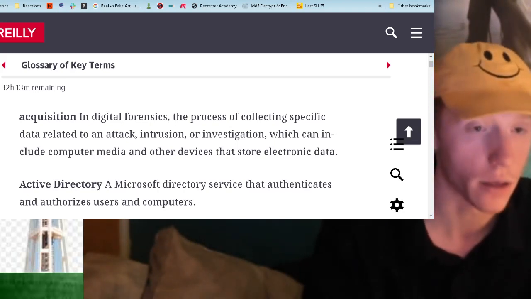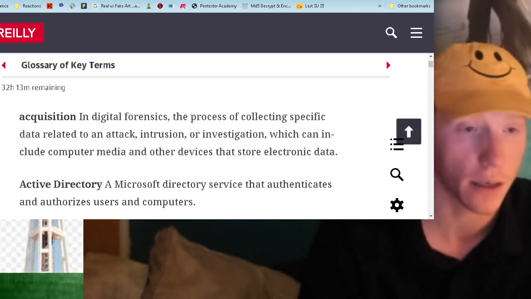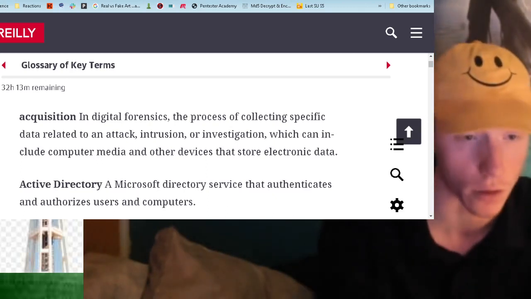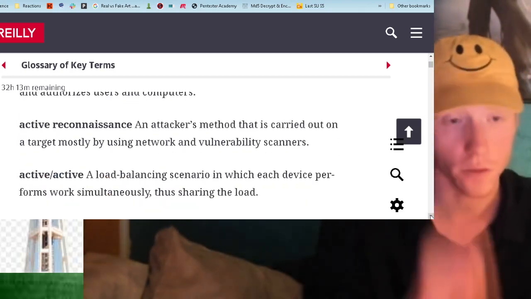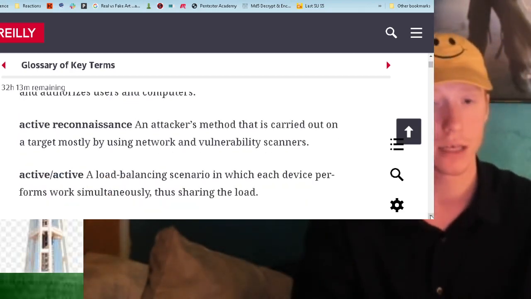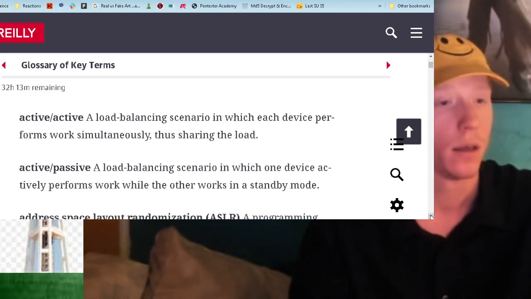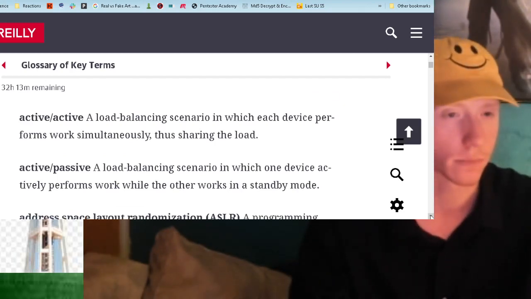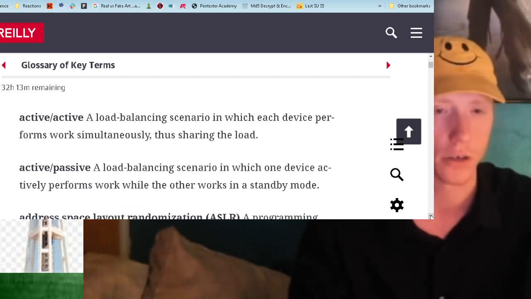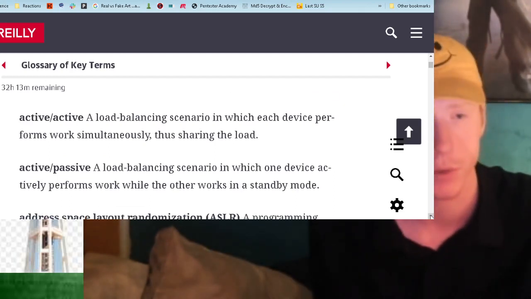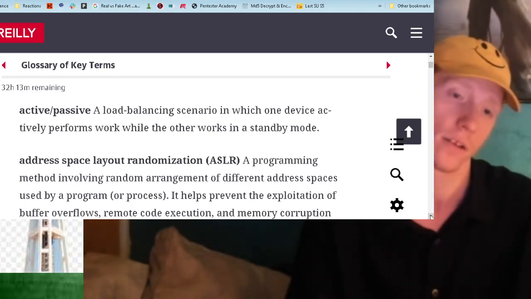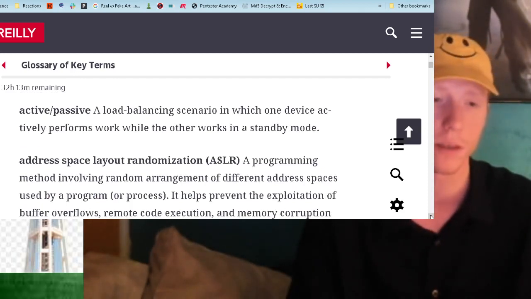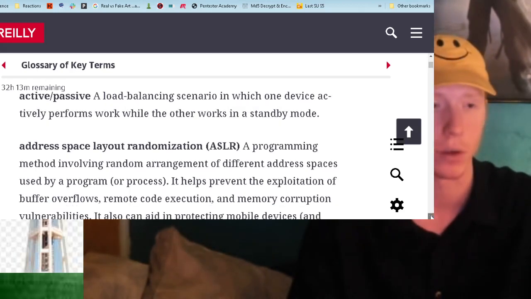The Active Directory is a Microsoft directory service that authenticates and authorizes users and computers. Active reconnaissance is an attacker's method that is carried out on a target mostly by using network and vulnerability scanners. Active/active: a load balancing scenario in which each device performs work simultaneously, thus sharing the load. Active/passive: a load balancing scenario in which one device actively performs work while the other works in standby mode.